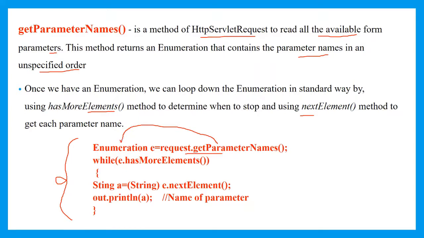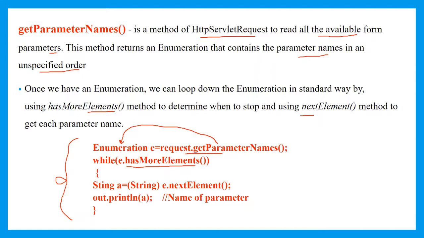Now hasMoreElements is a method which is going to check whether input parameters are available or not. If input parameters are available, the hasMoreElements method returns the boolean value true. If input parameters are not available, then it returns false. So when we are reading multiple input parameters, the hasMoreElements method should be used within a loop.